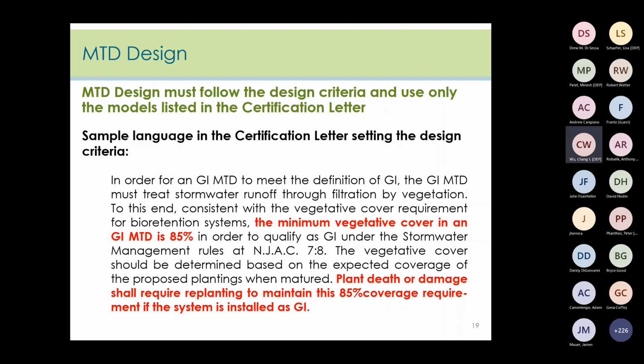And especially for a GI MTD that's tested and certified based on the treatment provided by the vegetation in the MTD, you will see a condition, for example, in the certification letter requiring the maintenance of 85% vegetation cover. And you will definitely have to see the maintenance plan that has preventive and corrective action to maintain the vegetation cover. And you also want to check the MTD regularly to ensure the vegetation cover is maintained.